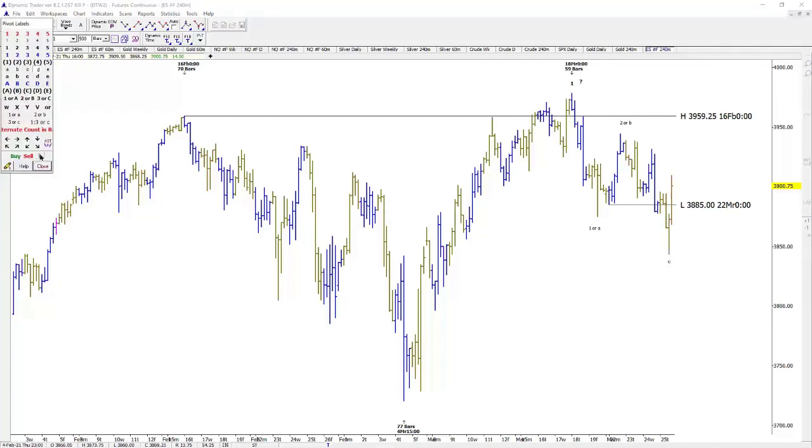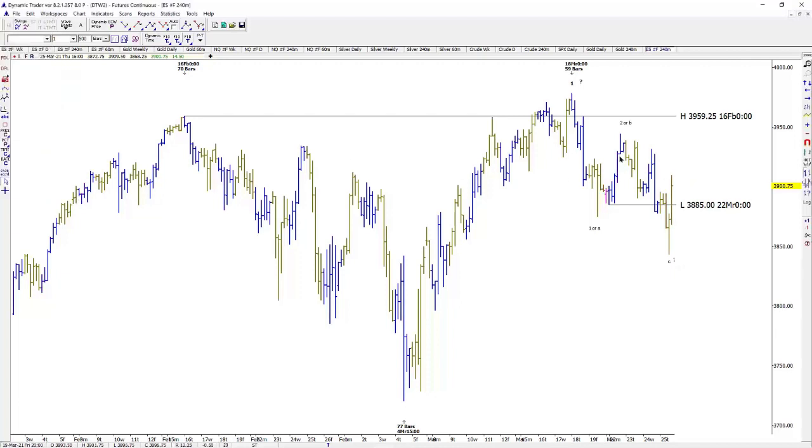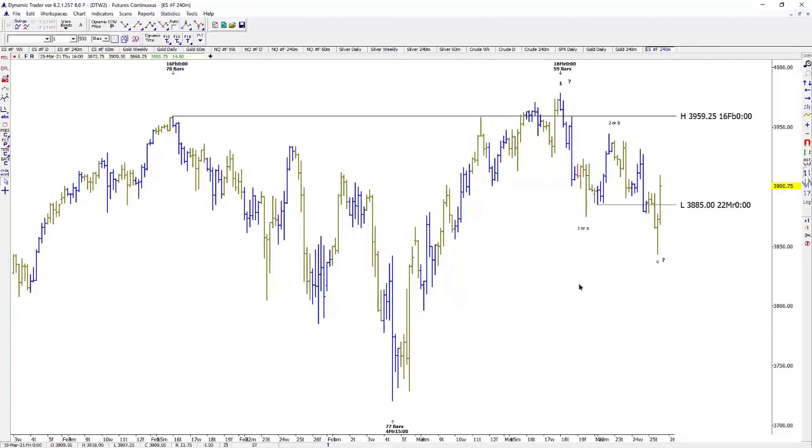And I'll put a question mark, because again, it's not proven to be a wave C until we trade above the wave 2 or B high. But what does that mean? That means the next advance should be a wave 3. What's a typical relationship between a 3 and a 1? Wave 3s are typically much longer in time and greater in price than a wave 1. So we may be in the beginning stages of the next trend up, which would be a wave 3.